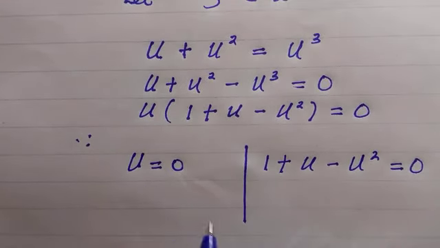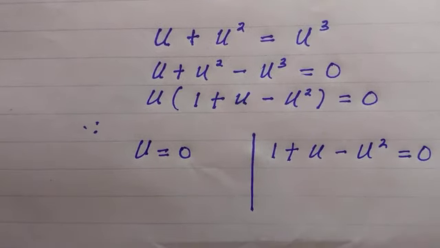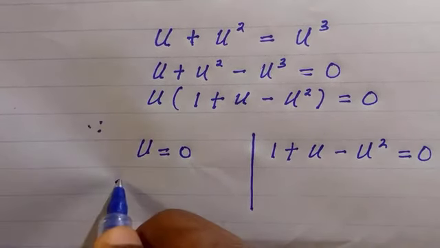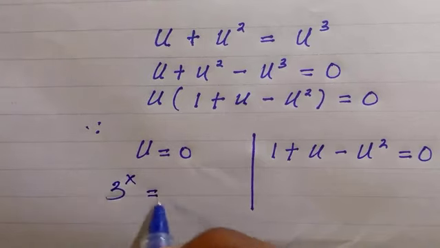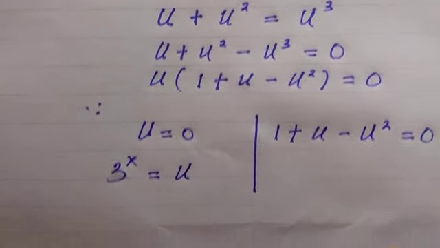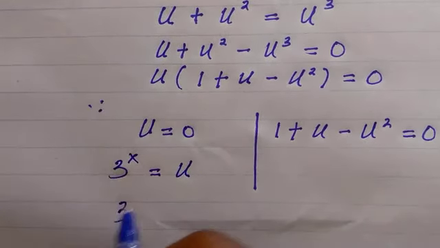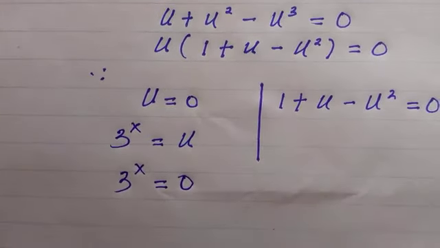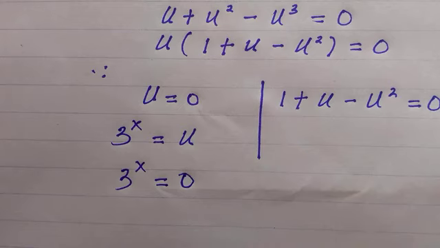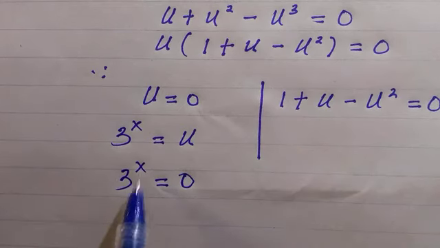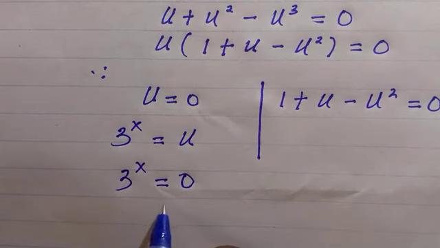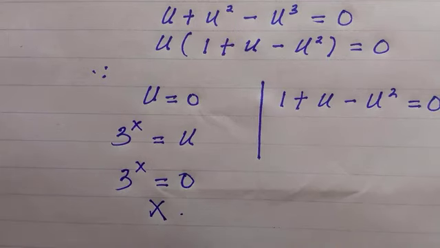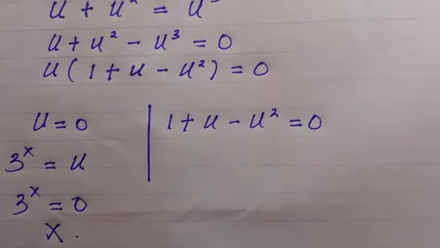So for the first case, which is at u equals 0, when we recall where we let 3 to the power x equals u, we do the replacement of u with 0. So we have this. Looking at this, these two are not equal, because for every value of x, it can never be equal to 0. So we reject this.